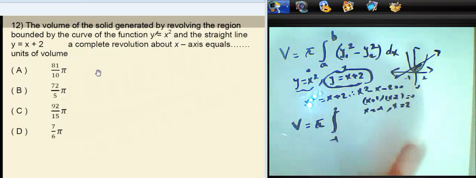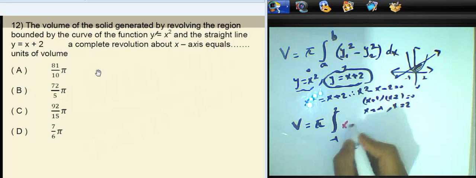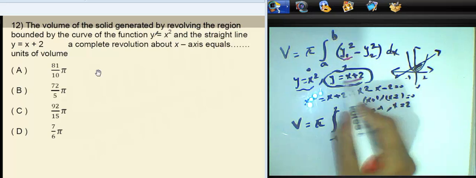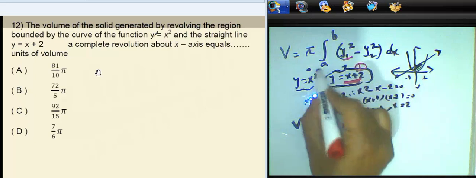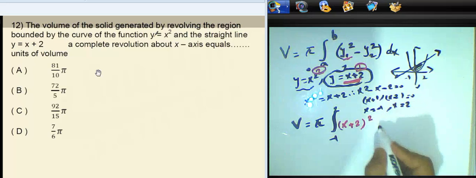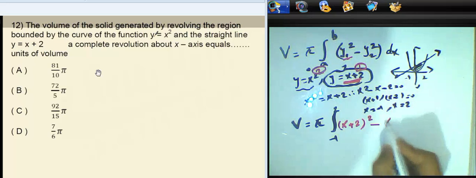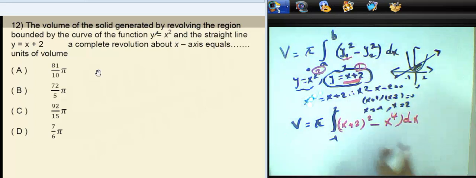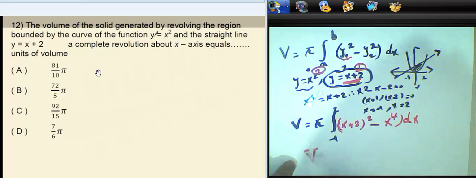The function x plus 2 is on the top, so we can write y1 as x plus 2, the first function, and y2 as the second function. First function to the power 2, subtract the second function to the power 2, x to the power 2 to the power 2, it will be x⁴ dx. Then you can use the calculator to find the result.